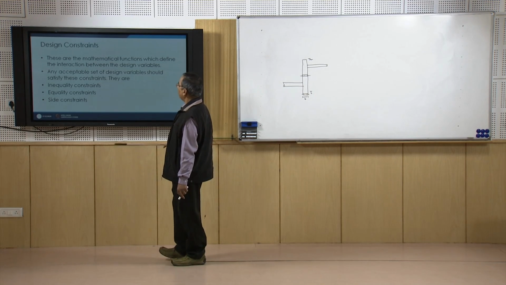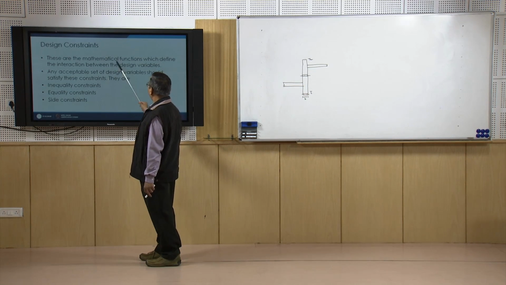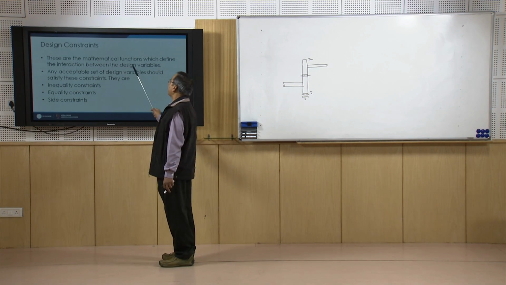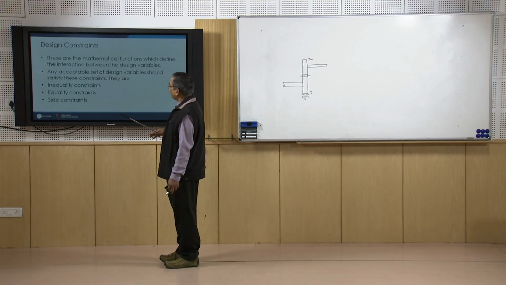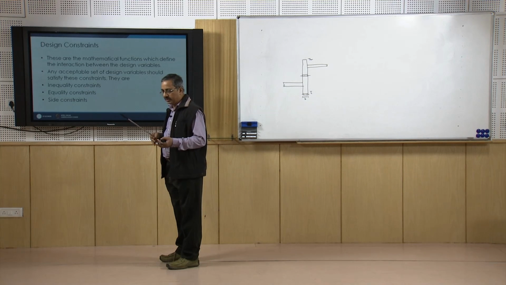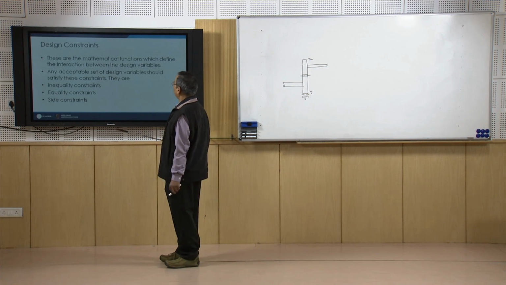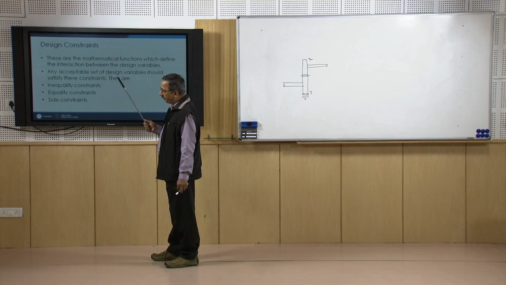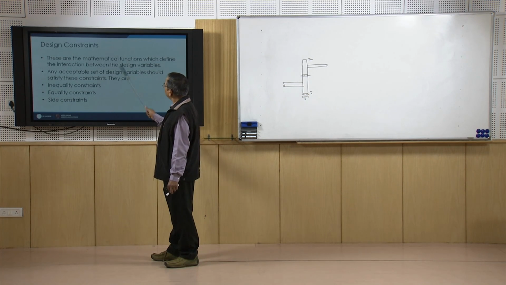Now, design constraints. These are the mathematical functions which define the interaction between the design variables. These design constraints are written in terms of design variables. As I defined, they basically represent the interaction between the different design variables.